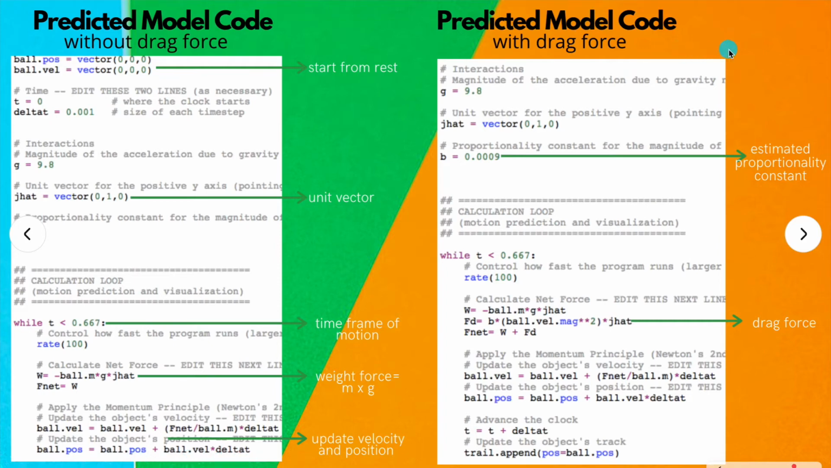Now let's take a look at the predicted model code that did account for drag force. Now, instead of only having to specify the gravitational constant, we also have to specify the proportionality constant for the magnitude of drag force, which was estimated through trial and error. This constant gave the most accurate end position when compared to the end position that we observed on Tracker. So now the net force will account for both the weight force and the drag force. The drag force is now the proportionality constant, which is 0.0009, times the magnitude of the velocity of the ball, squared times our unit vector. Now again, we apply the momentum principle to derive our update velocity and our update position, and this concludes this computational model.